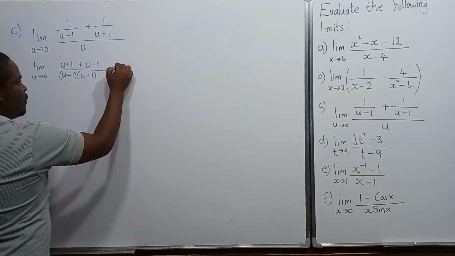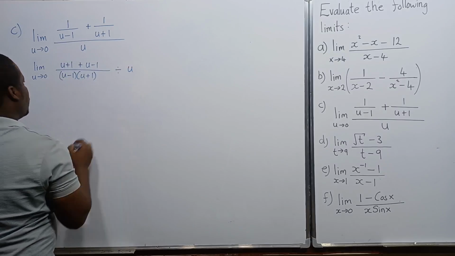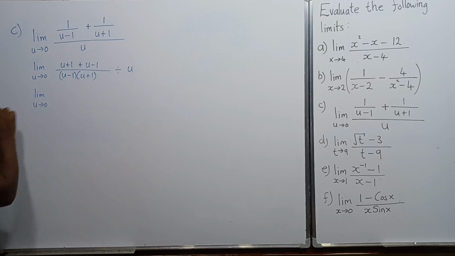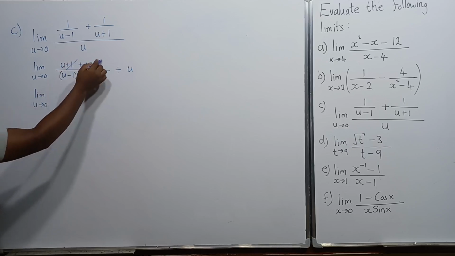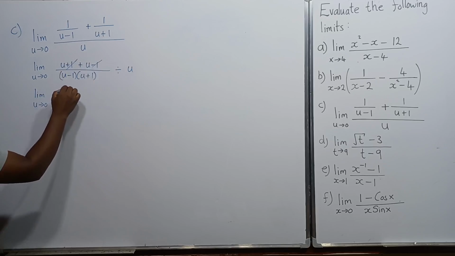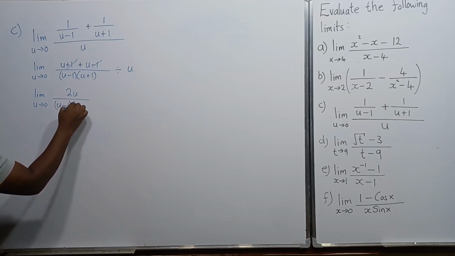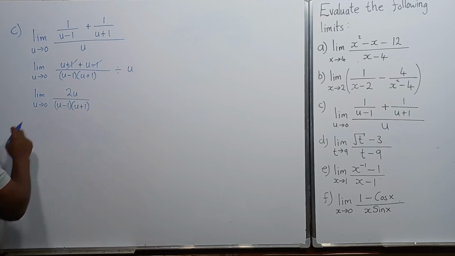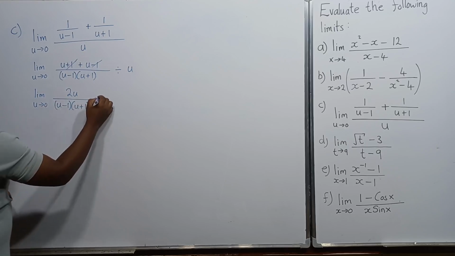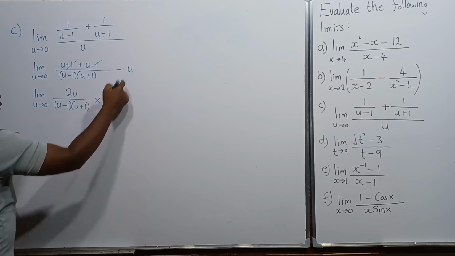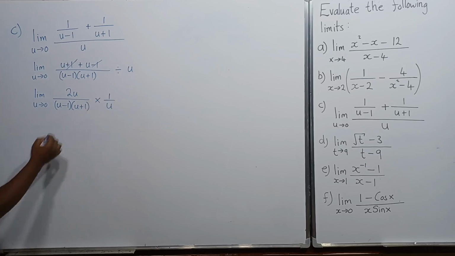But remember, there's this u. So we can just say all this is divided by u. Hence, the limit as u approaches 0. So this one and this one can cancel out, leaving us with 2u divided by (u minus 1)(u plus 1), which is just a difference of two squares. Then we multiply this with 1 over u, the reciprocal of this. From there now, we can see that this u and this u can just cancel out.